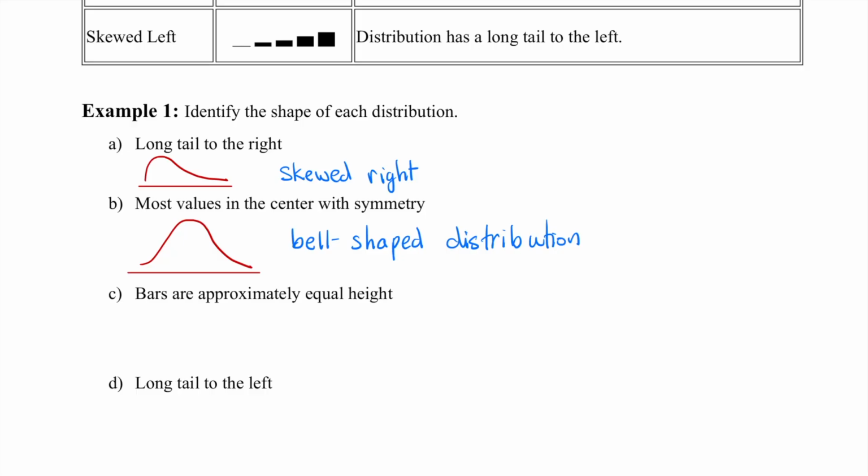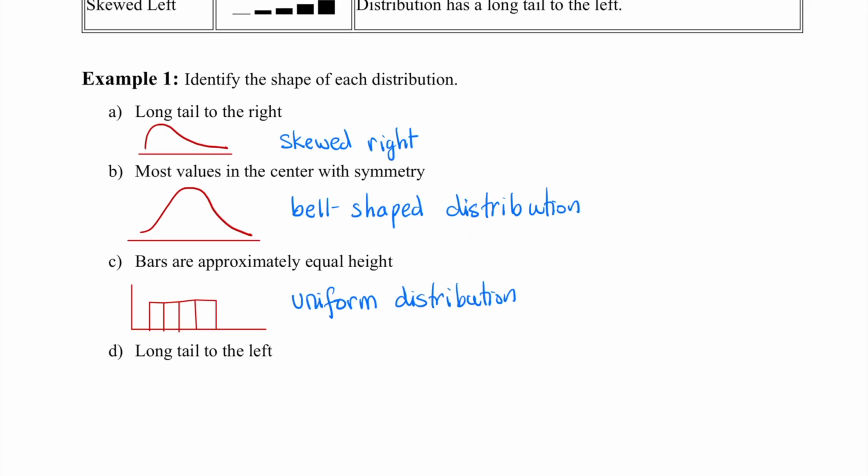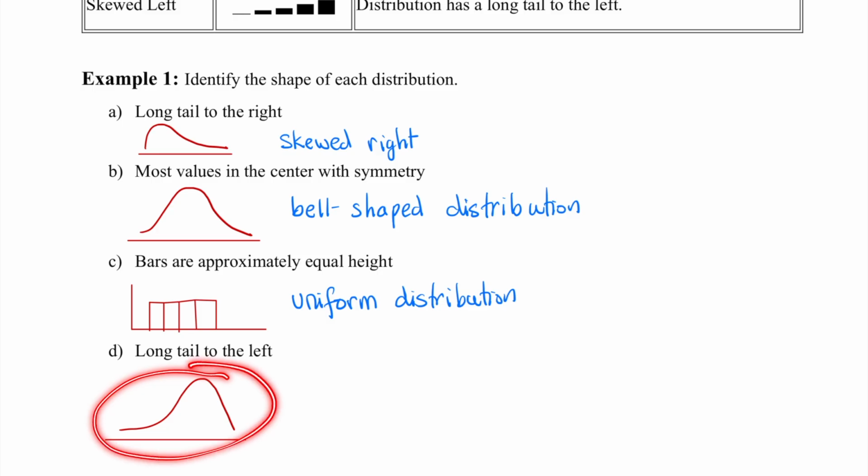Part C. Bars are approximately equal height. It should look like this. That is a uniform distribution. And question D, long tail to the left. It should look like this. This is skew left.